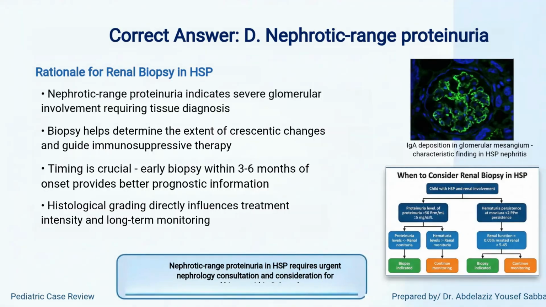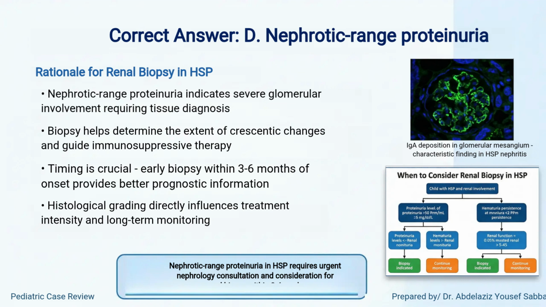The correct answer is option D, nephrotic range proteinuria. Nephrotic range proteinuria is the strongest single indication for renal biopsy in Henoch-Schönlein Purpura nephritis because it indicates severe glomerular involvement that requires tissue diagnosis to guide management. For key points, explain why biopsy is indicated here.